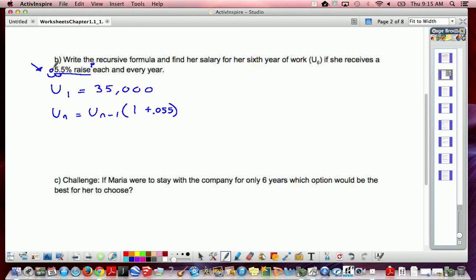Now you can leave it like this, or as you get more and more comfortable, I like to actually write it all together, because when I type it in my calculator, I actually like to type in the last one. You can type in the one above as long as you're using parentheses. So now we need to find U sub 6.